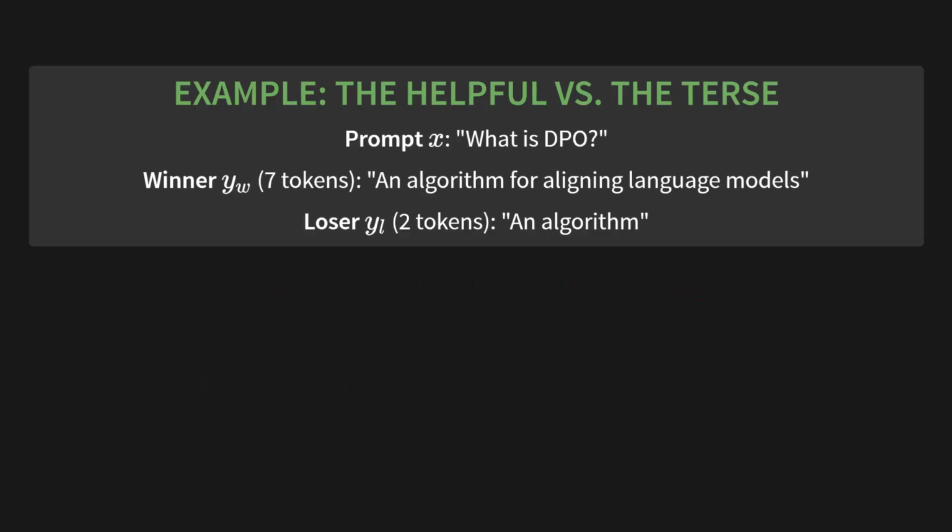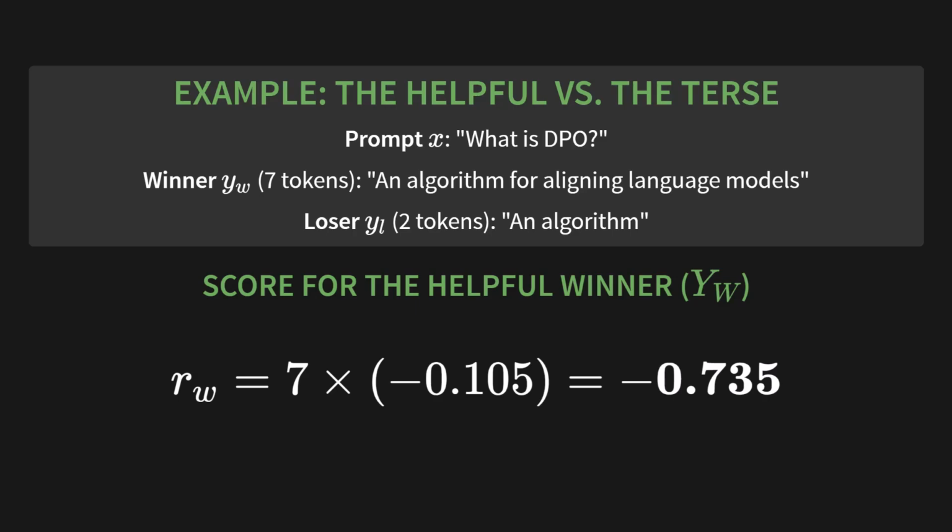Now let's do the score for the helpful winner, y_w. This one has 7 tokens, so that's 7 times our negative 0.105, which equals negative 0.735.